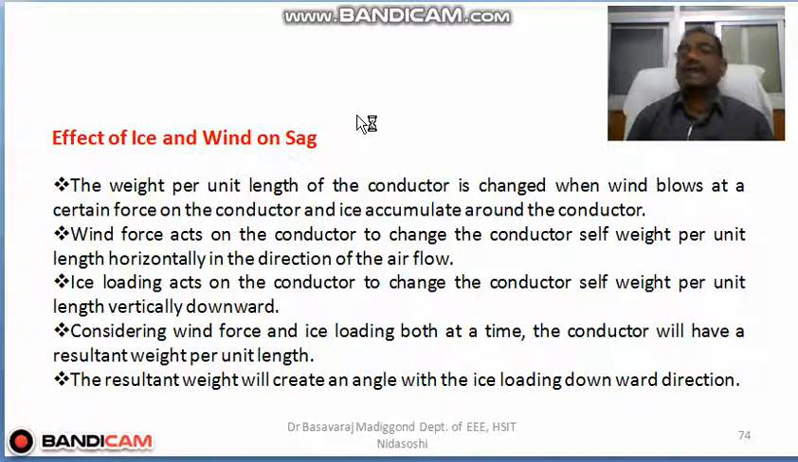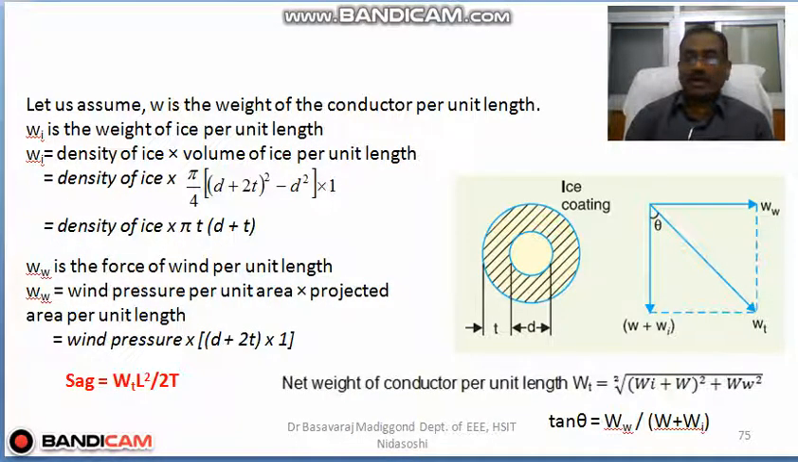Considering wind force and ice loading both at a time, the conductor will have a resultant weight per unit length. The resultant weight will create an angle with the ice loading, which is acting downwards. Let us see that now. Let us calculate the sag when wind as well as ice is accumulated on the transmission line conductor.